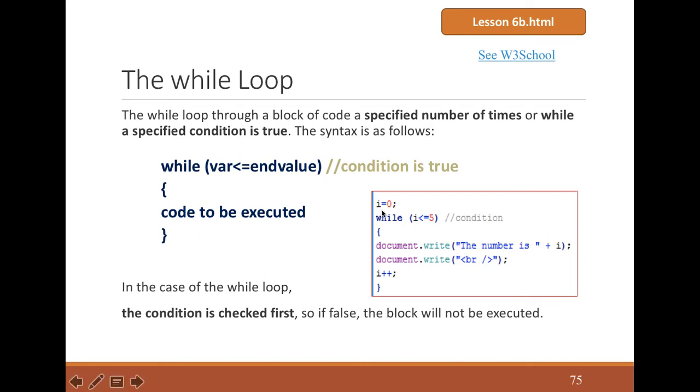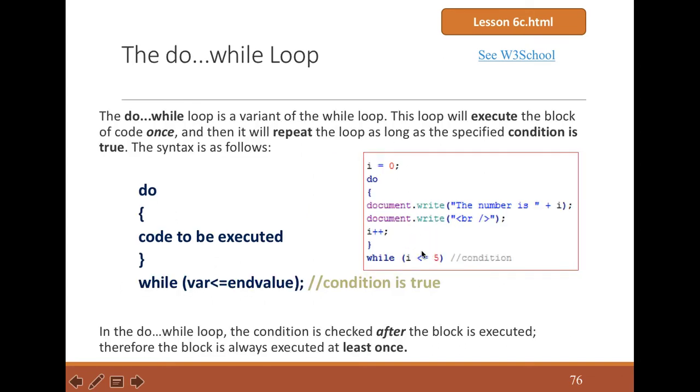In this case, you put, let's say, an initial value of 0. While the condition is fulfilled, then you trigger this code. Do the code to be executed while this is what we call a condition or rule.